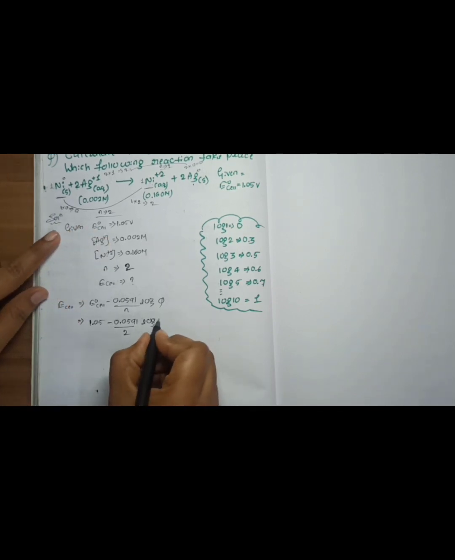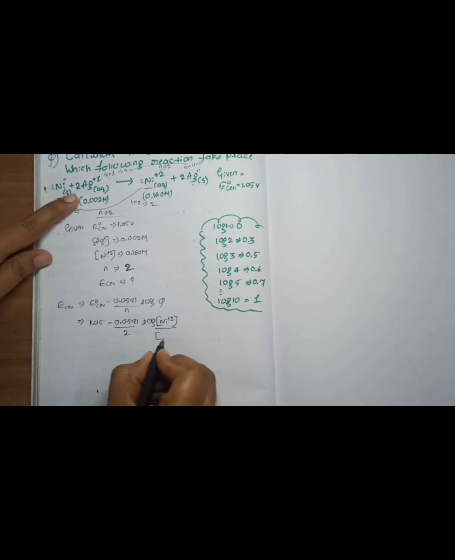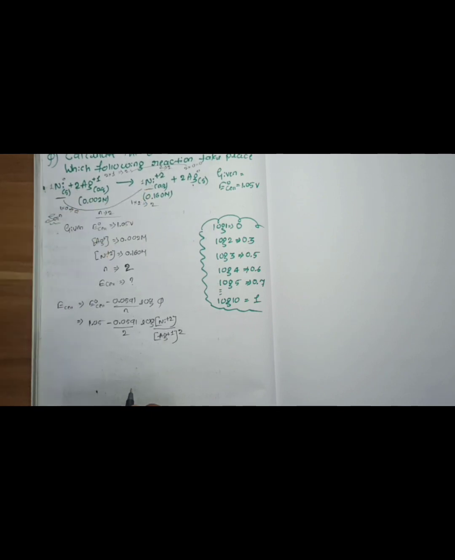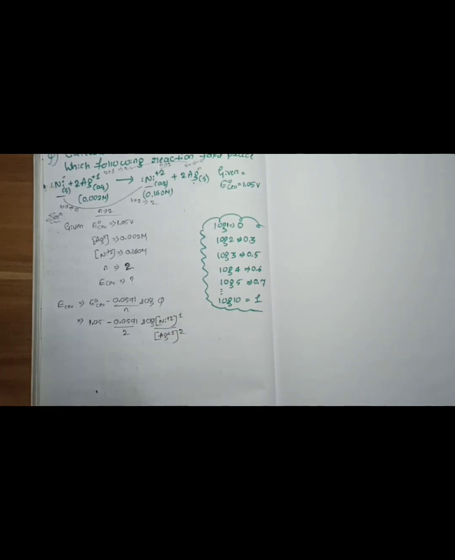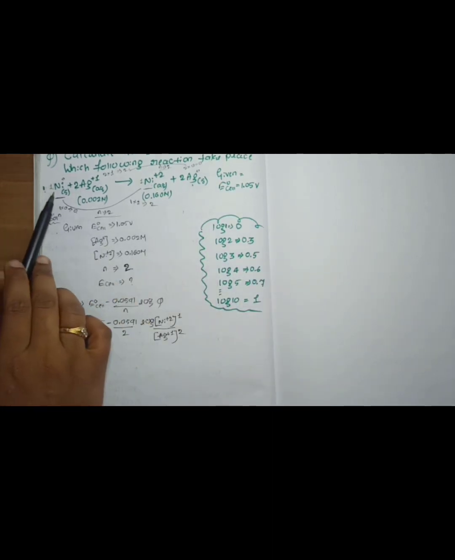So here we have to write the concentration of product, that is nickel plus 2, divided by the concentration of reactant, that is Ag plus 1. Now, in front of Ag plus 1 the stoichiometric coefficient is 2, so you have to write it as a power. In front of nickel plus 2 there is no stoichiometric coefficient, so we consider 1. Understood? And the active mass of a solid is 1, so no need to write it.